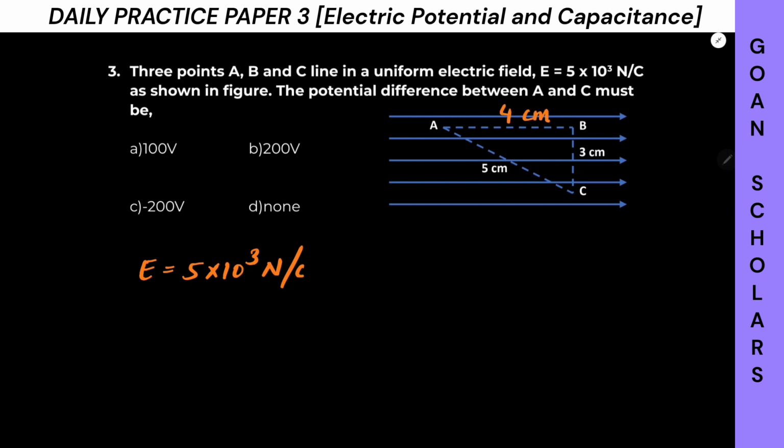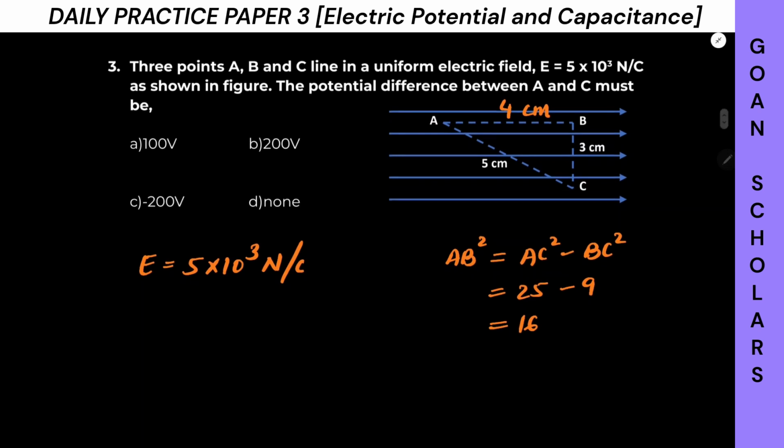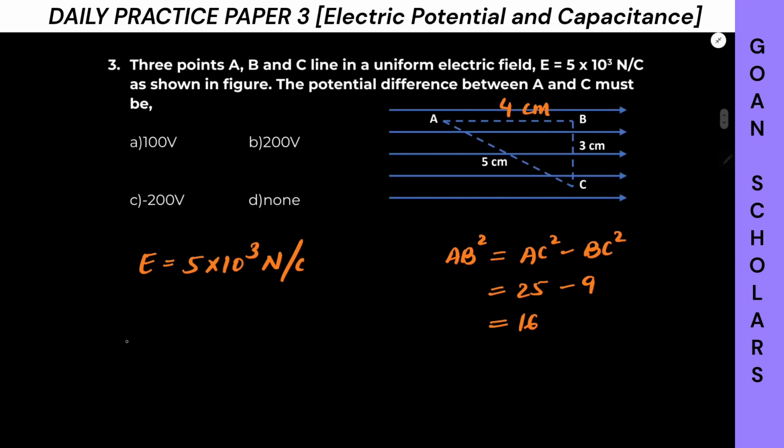Sir, how do you know AB is 4 centimeter? Pythagoras theorem. AB square will be equal to AC square minus BC square. And when you put AC as 5, it will be 25 minus 9, and that will give you 16. So AB is 4, correct? If AB is 4, let's now find the potential. So potential V will be equal to electric field into that AB distance.